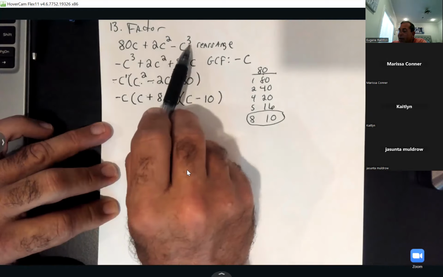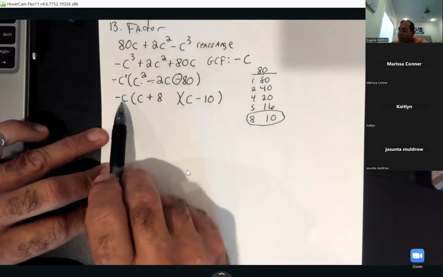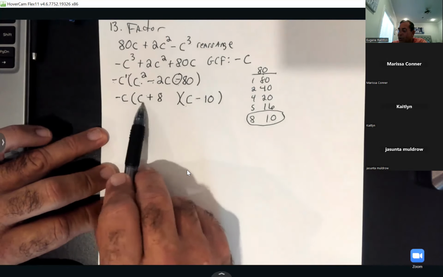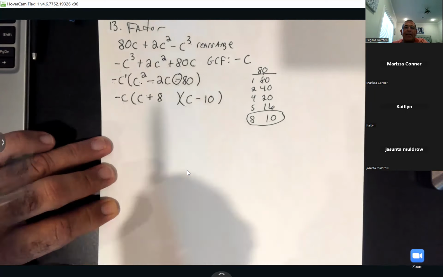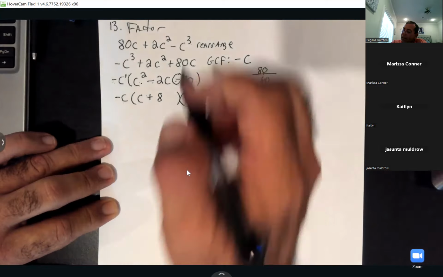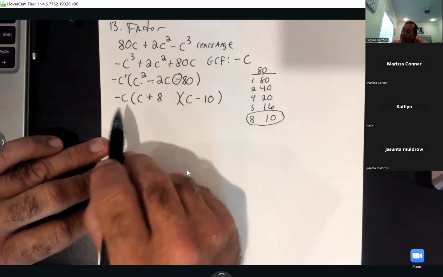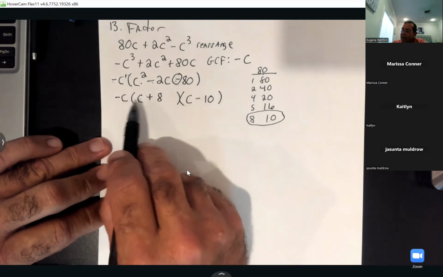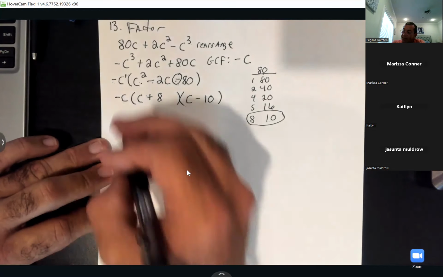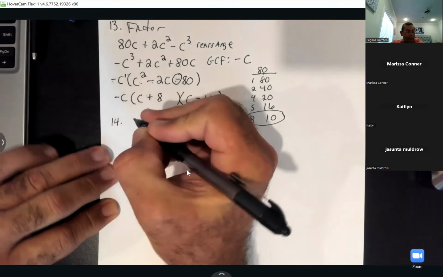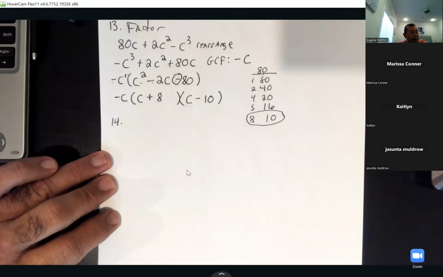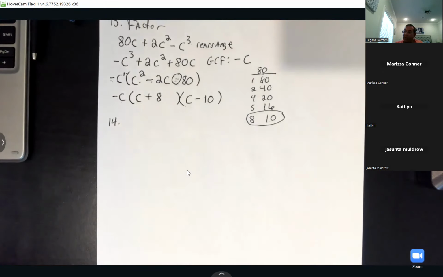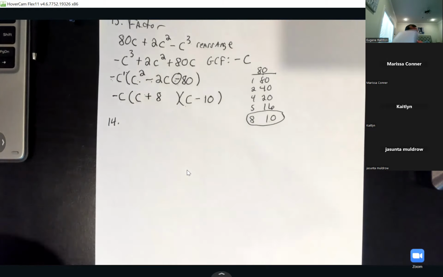Then y'all notice I had a C cubed here. Look how many C's I got in my answer: 1, 2, 3. When I had x squared, I had 2 x's. So really the highest exponent tells me also how many of that variable I need when I'm done, okay? All right, let's see where we at now. So we're on 14.